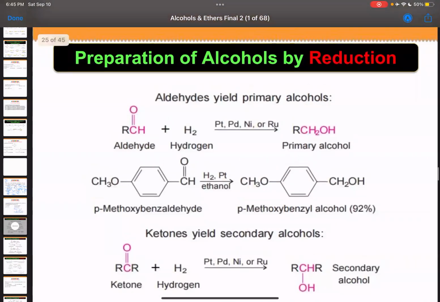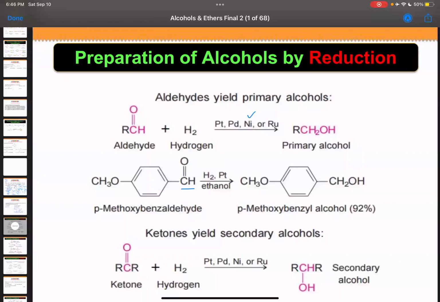So another method for the preparation of alcohol is by reduction. Reduction you can do by catalytic hydrogenation. This is the most common way of reduction. It is used everywhere. So you take catalyst Pt, Pd, Ni, ruthenium. Nickel is a very reactive catalyst and it is mostly used at many places. Platinum is also used. Nickel is the most reactive.